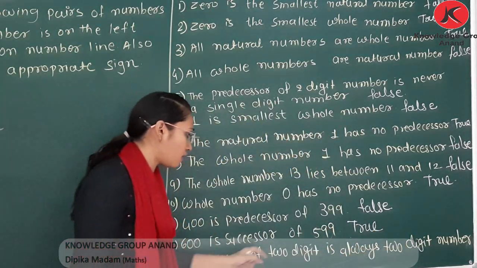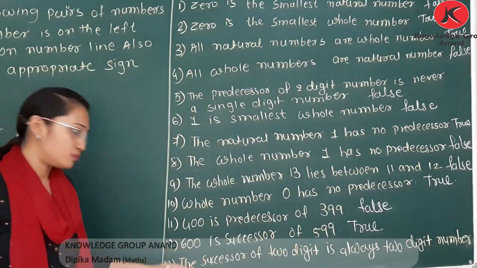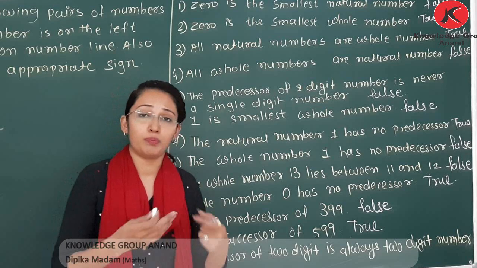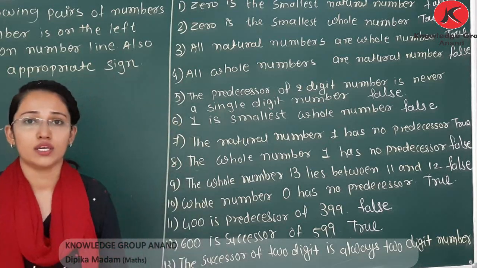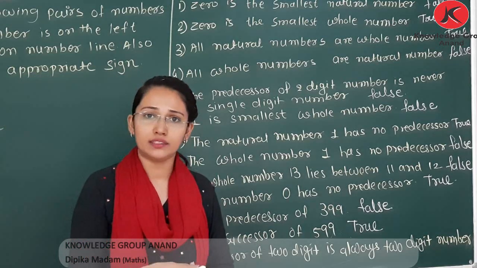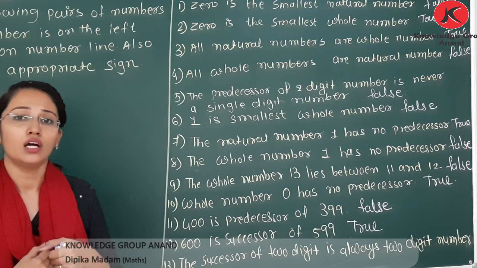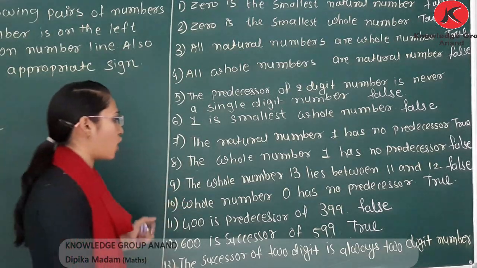The successor of a 2-digit number is always a 2-digit number. If a number is 2-digit, the number after it is always 2-digit. Is it true or false? We can consider the example of 99. 99 is a 2-digit number. What comes after it? 100. 100 is a 3-digit number, so it is false.